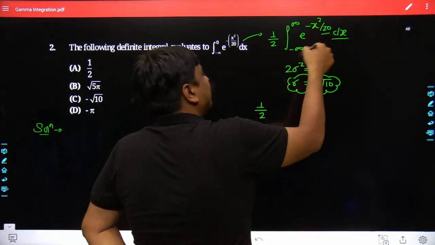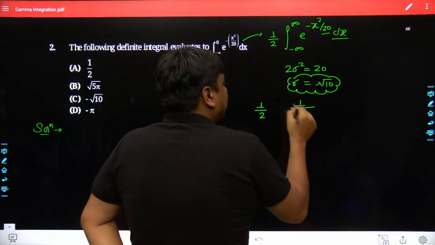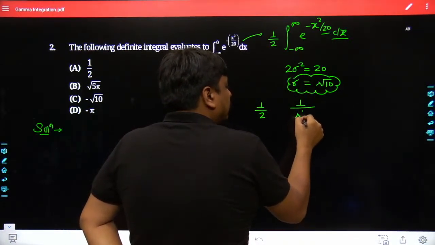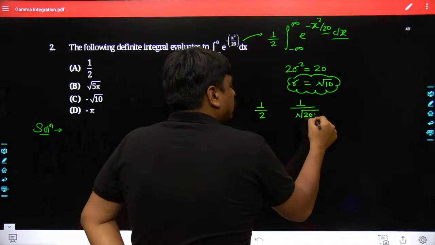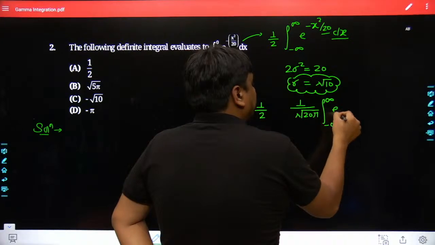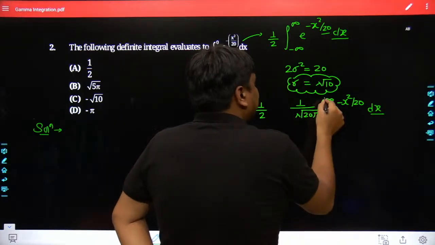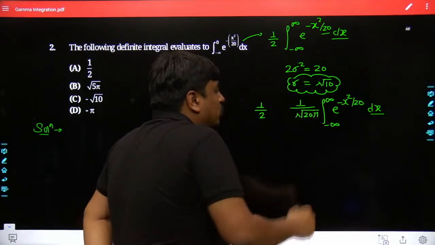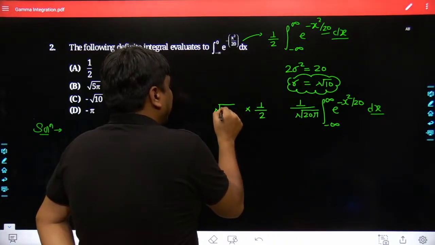If you want to keep this value as 1, you should add 1 upon root over of 2 pi into sigma. That would have been root over of 2 pi into sigma. Sigma is also 10. So it would have been 1 upon root over of 20 pi, the integration from minus infinity to infinity, e to the power of minus x square by 20 dx. And this value would have been 1. But additionally, we brought root over of 20 pi towards the denominator side, that has to be adjusted by multiplying it.